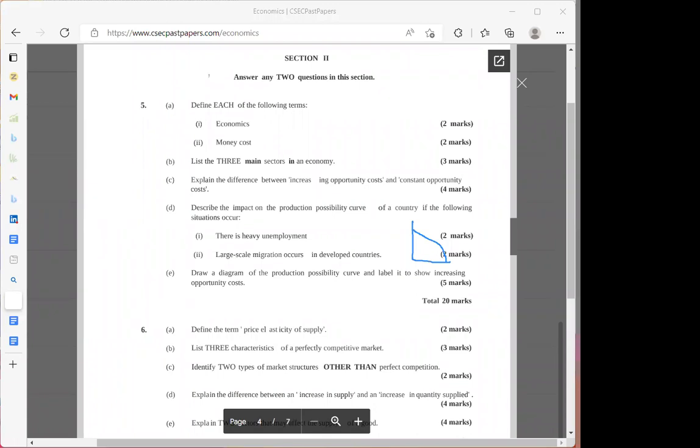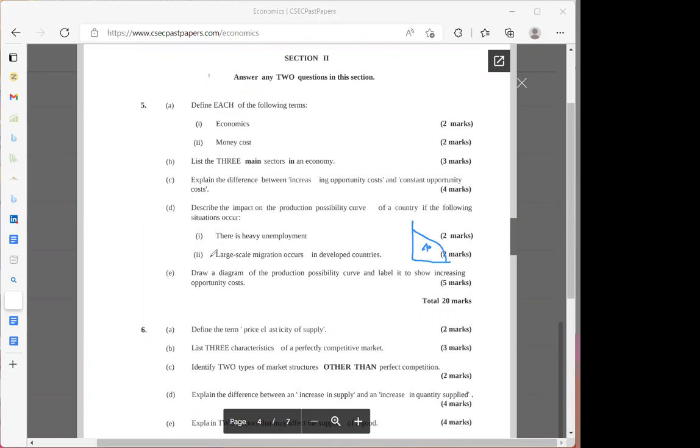The curve will shift inwards. No, Zane, we are not shifting inwards. Sharisha answered it correct here. When there is heavy unemployment, it means that the point is somewhere inside because we are not utilizing all of our resources. And you might want to, again, just draw a curve to show what you mean. Say at point A, we're producing inside.